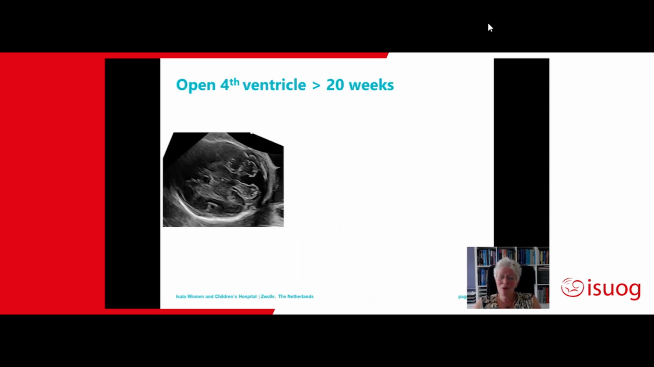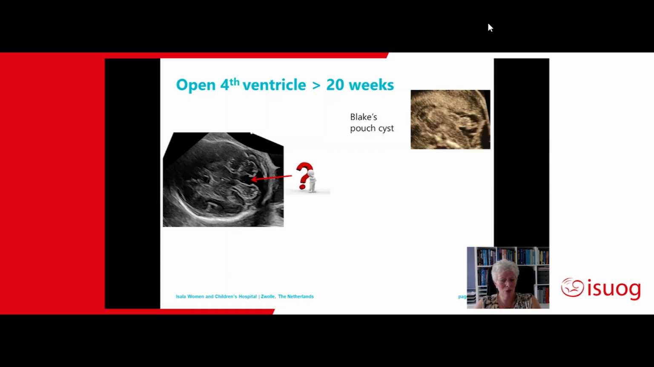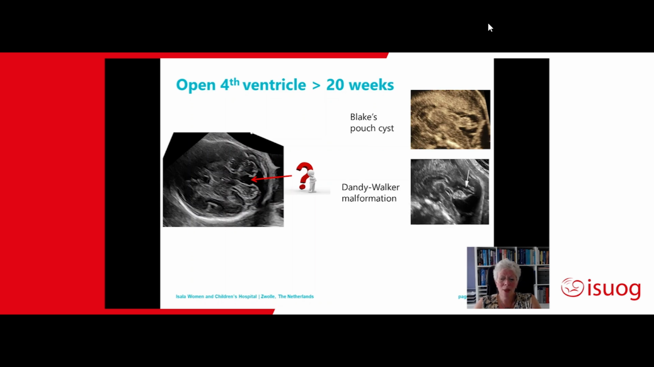So what about the abnormalities with an open fourth ventricle? Like we can see over here. Here we have the fourth ventricle, cisterna magna, and there's an open connection between them. What's wrong here? Is this a Blake's pouch cyst, which usually has a good prognosis? Or is this a Dandy-Walker malformation or vermian hypoplasia, which have worse prognosis?